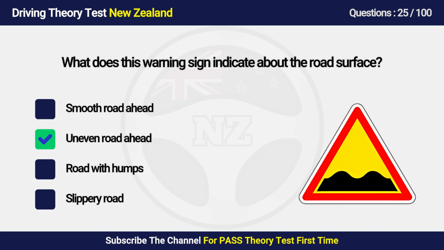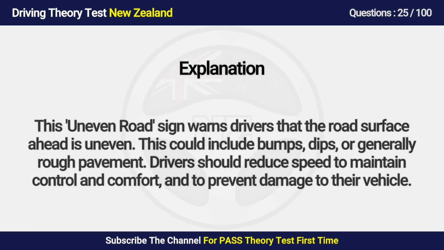Answer is B, uneven road ahead. This uneven road sign warns drivers that the road surface ahead is uneven. This could include bumps, dips, or generally rough pavement. Drivers should reduce speed to maintain control and comfort, and to prevent damage to their vehicle.